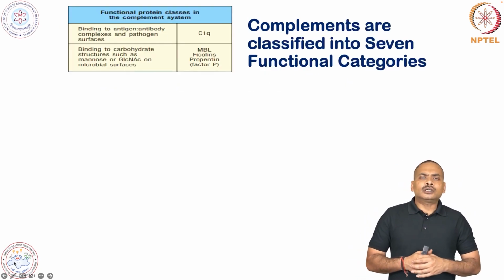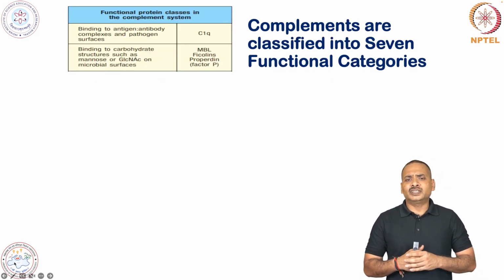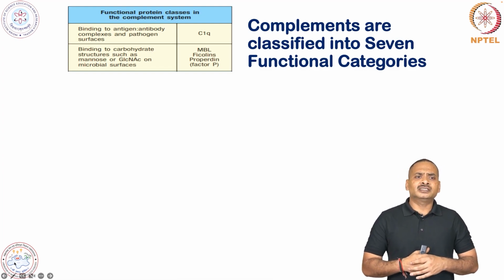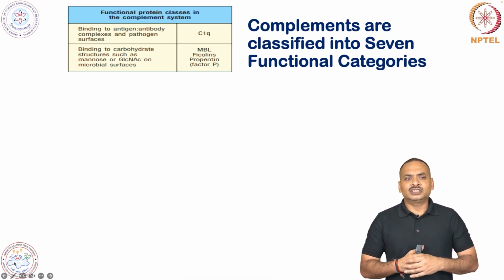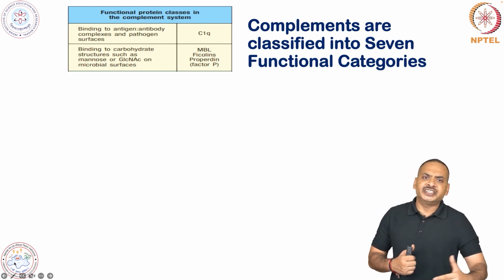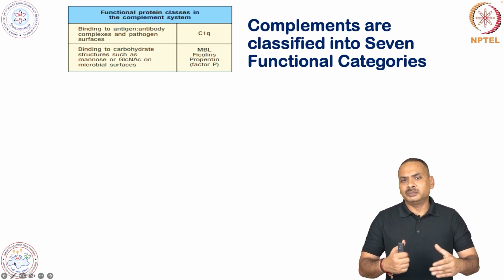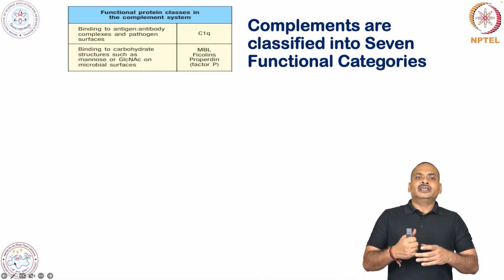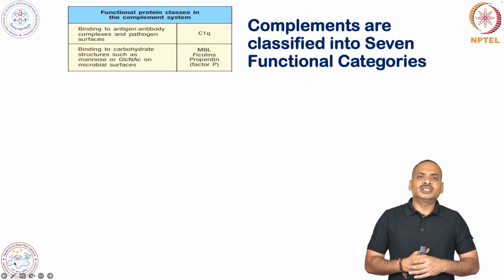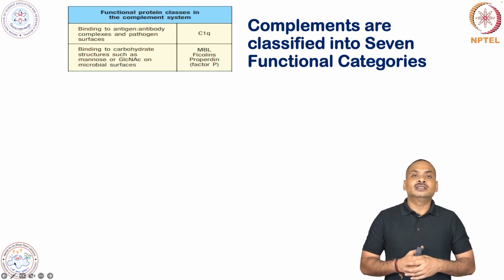so now I will talk about the complement. Basically these complements are classified into 7 functional categories. Here you can see there are various functional categories. The first category is basically initiator, the complement which initiates the complement fixation pathway. Here you can see that there is C1q. C1q is an initiator, and later on you will see that this C1q is an initiator of one particular pathway which we call the classical pathway.